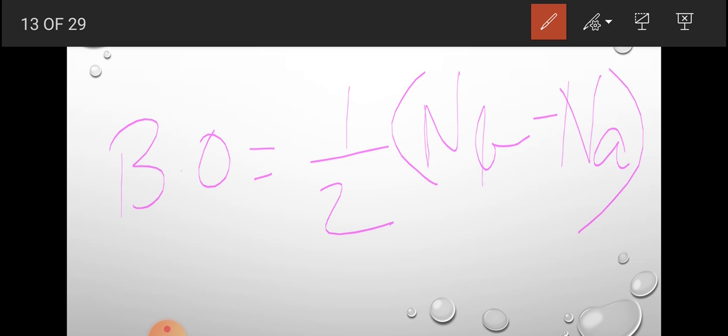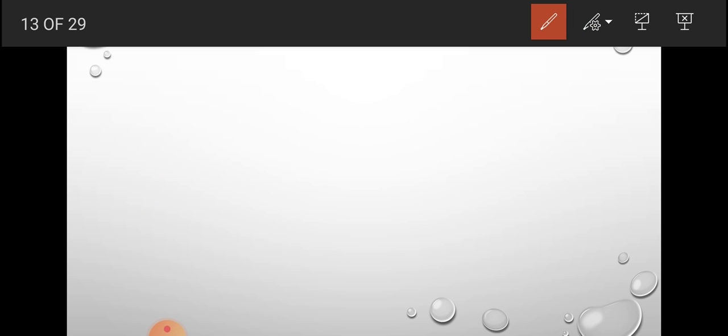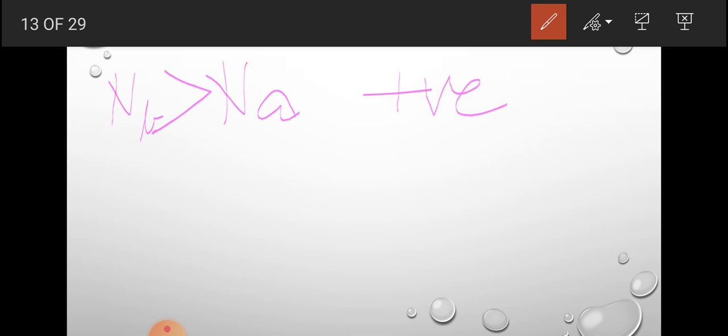And what is the significance of bond order? Try to understand this, this is very important. If Nb is greater than Na, that is, the number of bonding electrons is greater than the number of anti-bonding electrons, bond order will be positive and the molecule will be stable.